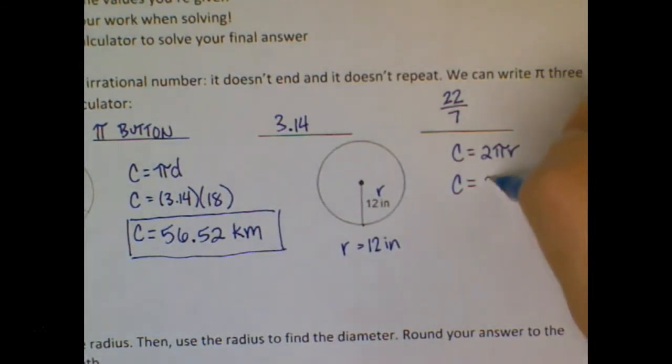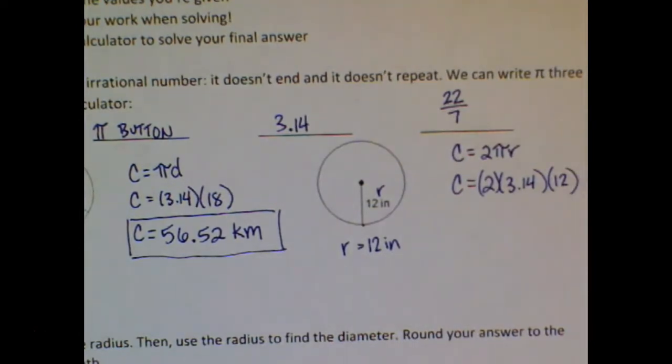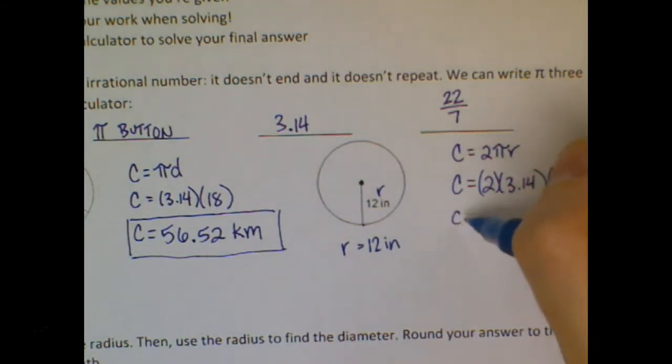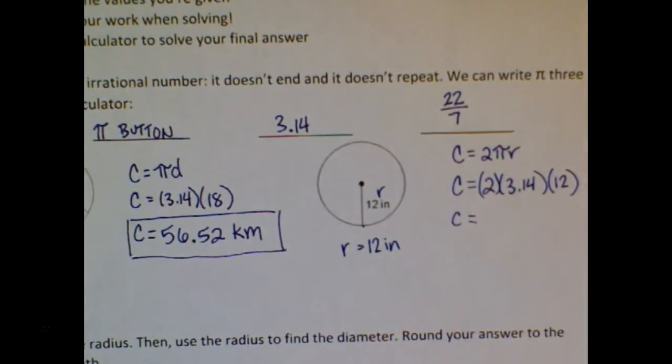All right, plug in what we know. We know 2, 3.14 for pi, and we said our radius was 12. Take a second, go ahead, plug all that into a calculator, do 2 times 3.14 times 12, and see what you get.